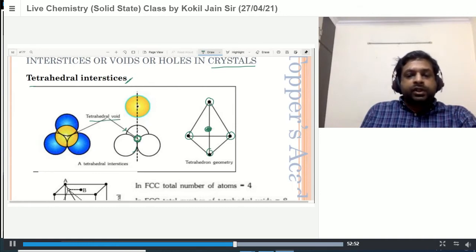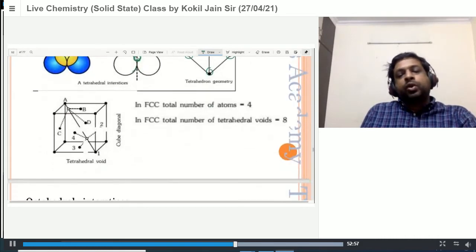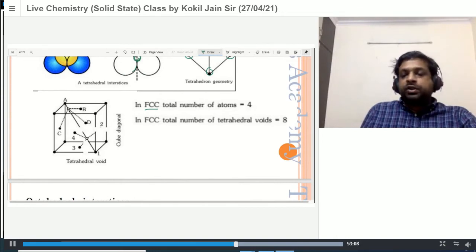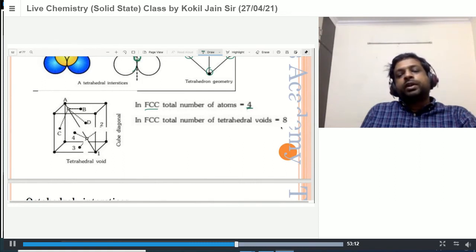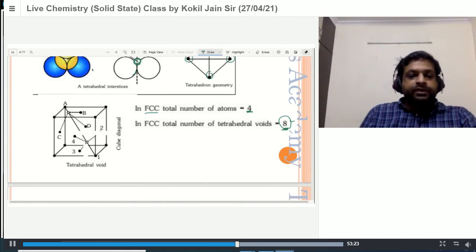Now, if we calculate the number of tetrahedral voids in case of FCC. See, in case of FCC, total number of atoms is 4. This we already calculated. What we will find is the total number of tetrahedral voids will be double of it. That is 8 here. Now, let's see how these 8 tetrahedral voids are present in this FCC type of lattice.